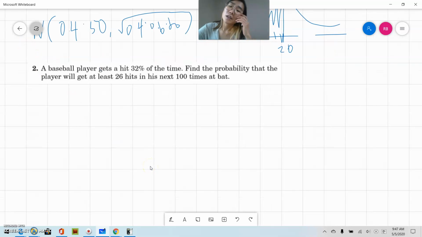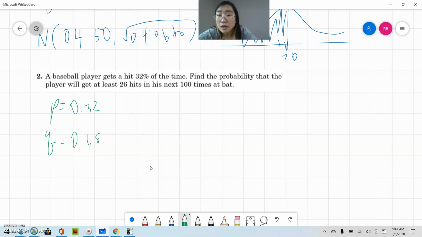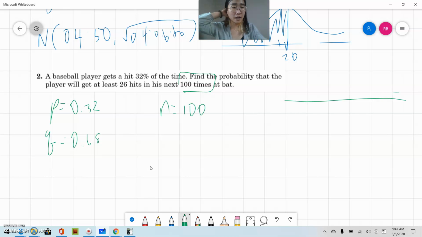Last question of the day. A baseball player gets a hit 32% of the time. So p is 0.32. And then q is 1 minus that, so it's 0.68. Find the probability that the player will get at least 26 hits in his next 100 times at bat. So this one is a little bit more sneaky in that it doesn't give you that your sample size was whatever, right? But it says next 100 times. So n must be 100. And I want to know if this guy hits at least 26, okay?